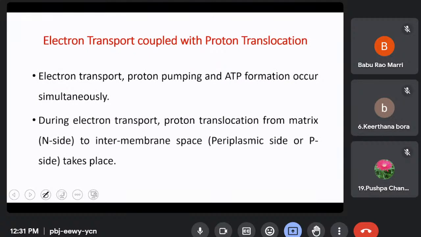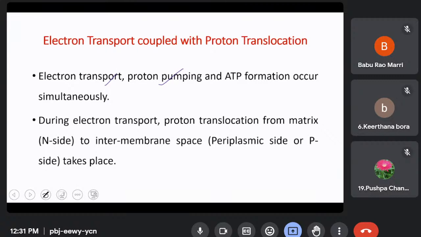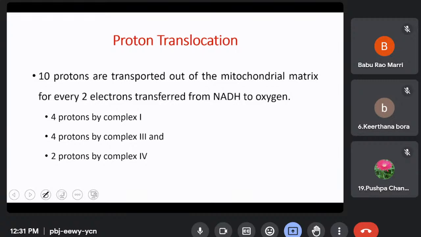So electron transport is always coupled with proton translocation. While electrons are transported through the membrane, protons are released into the perimitochondrial space. So electron transport, proton pumping and finally ATP formation all occur simultaneously. During electron transport, proton translocation from the matrix to the intermembrane space takes place. That is what we have discussed just now. The intermembrane space is also called the periplasmic side or P side. We have seen that electron transport takes place through electron carriers present in the inner mitochondrial membrane.